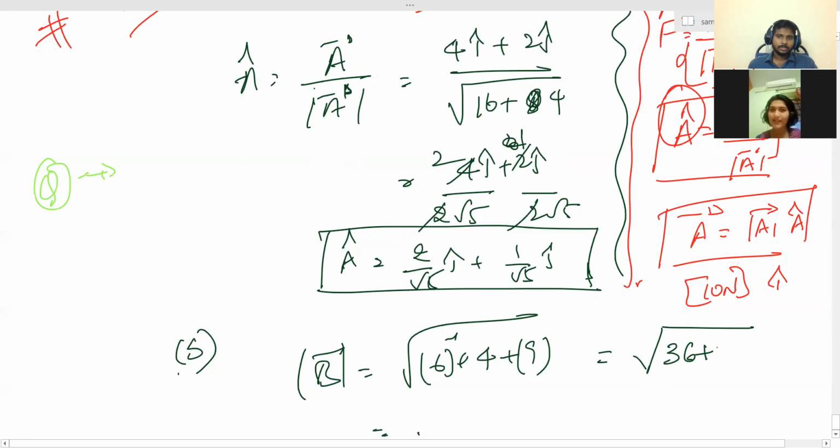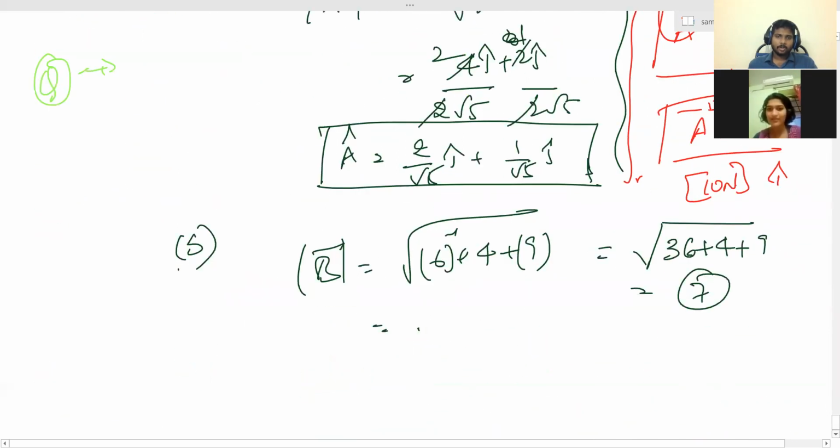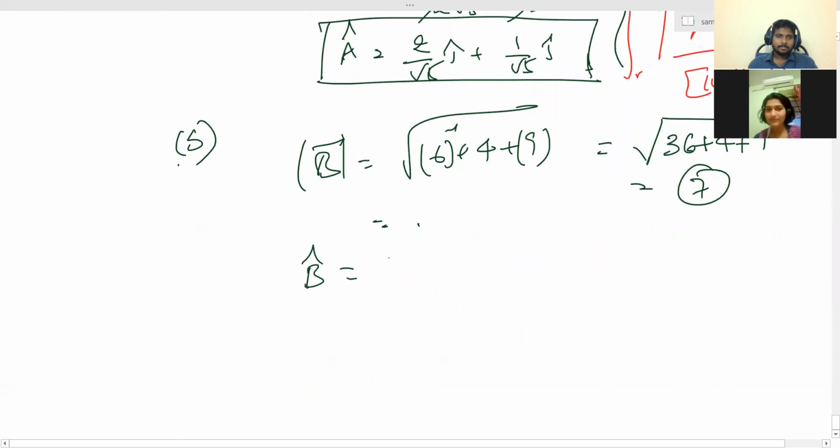Yes, sir, I did it correctly. 36 plus 4 plus 9, that is 49. Yes, 49, sir, root 7. So now you have to divide it by its own magnitude. That is what? B cap is B vector divided by its magnitude. If you have done 11 by 7, you did it like this, right? 6 plus 2 plus 3, 3 plus 5, 11 by 7. This is the way you did it.